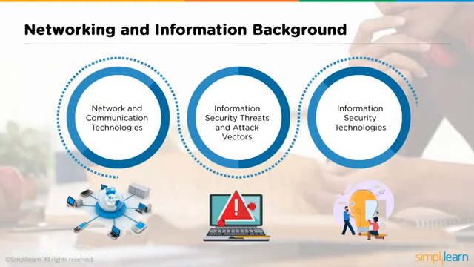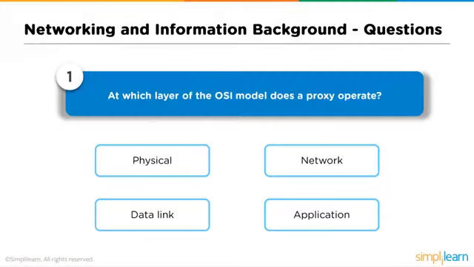Now let's start with networking and information background. So when you say network and communication technologies, we are talking about how networks work, how computers communicate with each other, the IEEE 802.3 standards, Ethernet, and so on and so forth. Then information security threats and attack vectors on networks themselves, and the technologies in the information security. So let's have a look at a couple of questions and see what these questions would be like.